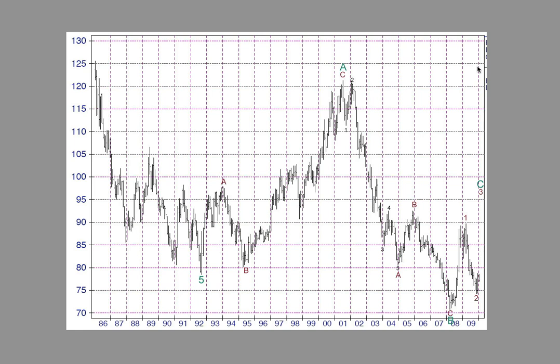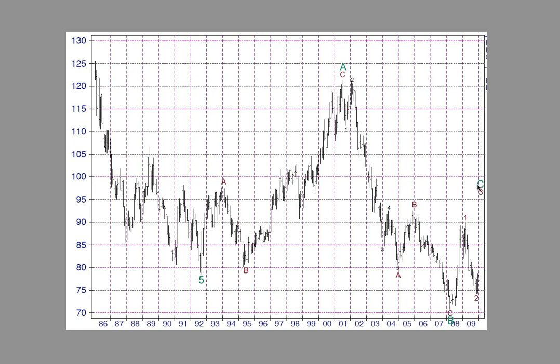Cycle degree waves take about 7 or 8 years or so to complete, so that means in about 5 to 7 years, because we've already had a couple of years of this so far, the dollar should be about 122 or comfortably higher.